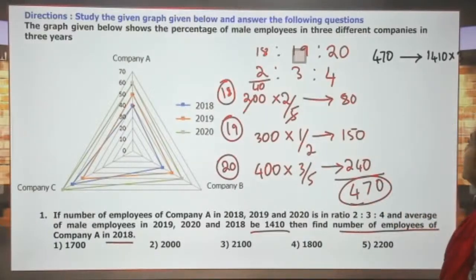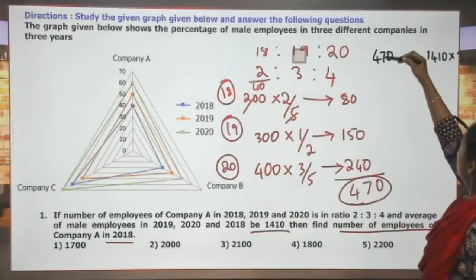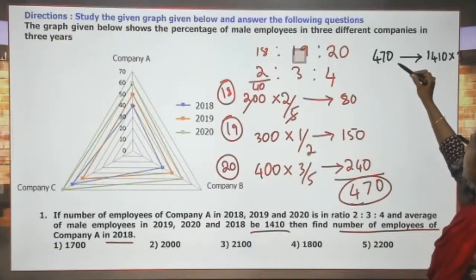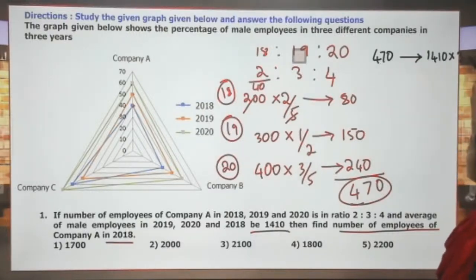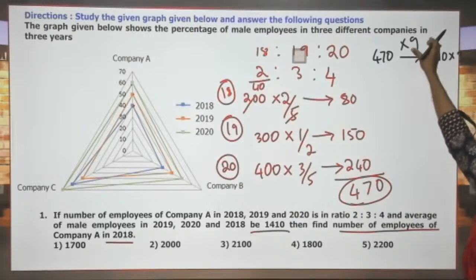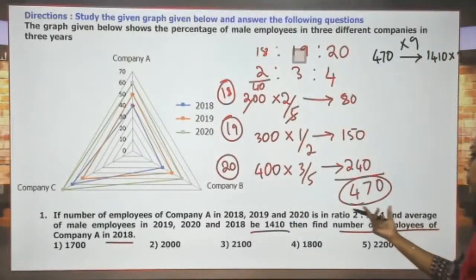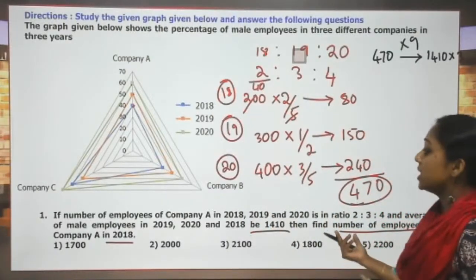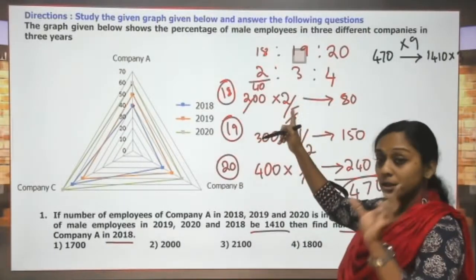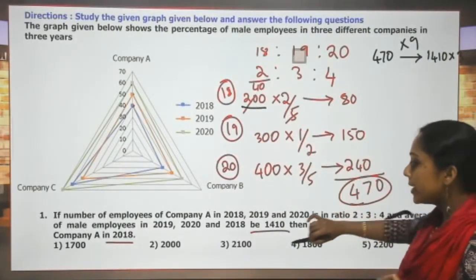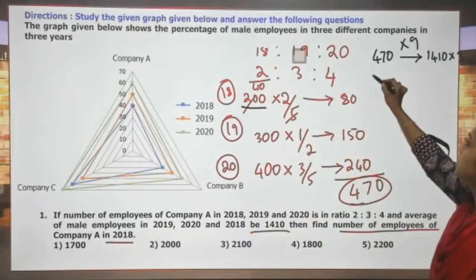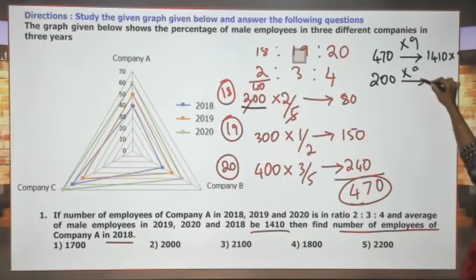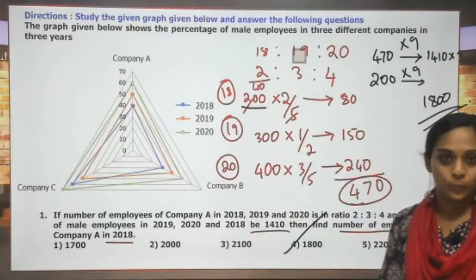Now what is the relation here? 47 into 3 will give you 141. Here there is another 3, so that is into 9. That is, 470 into 9 will give you this number. Our question is to find the number of employees of company A in 2018. In 2018, how many employees are there? Total employees are asked, so that is the total employees of 2018, that is 200. So 200 into 9 will give you the answer, that is 1800. So the answer is 1800, that is option 4.